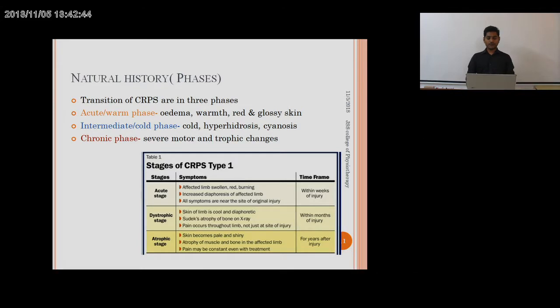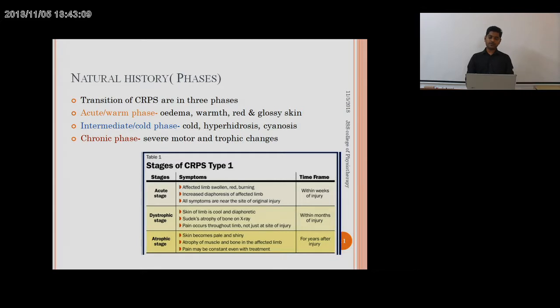When it comes to the dystrophic stage, the skin of the upper limb is cool and diaphoretic, and pseudoatrophy can be seen in an X-ray. So if you take an X-ray in the second stage of CRPS, there will be pseudoatrophy that can be seen. And pain occurs throughout the limb, not just at the site of injury. This is an important clinical feature where we can diagnose or say a person is having the second stage of CRPS. And this will happen within a time frame of months.